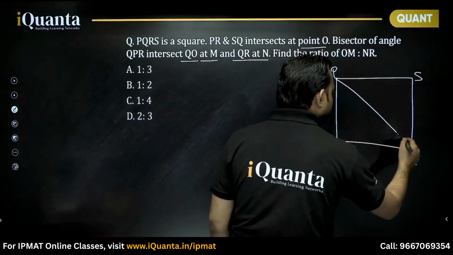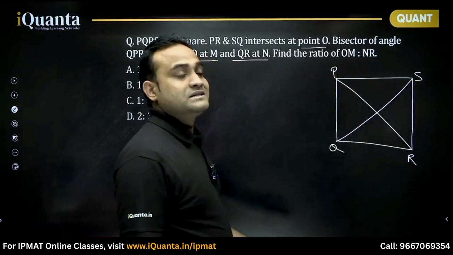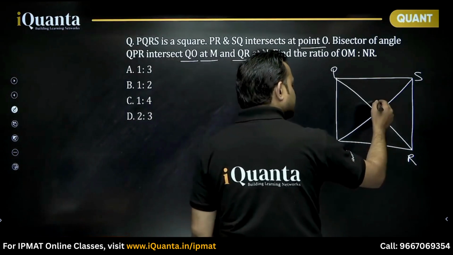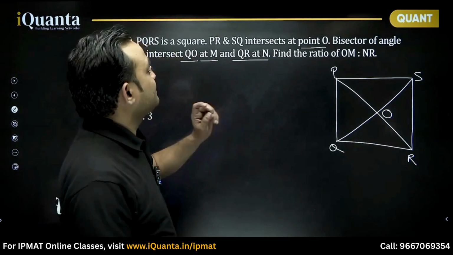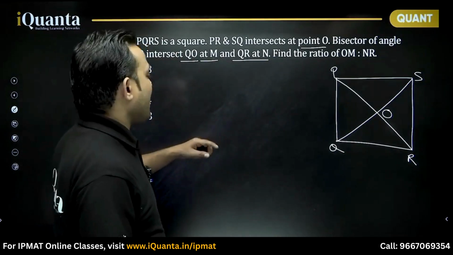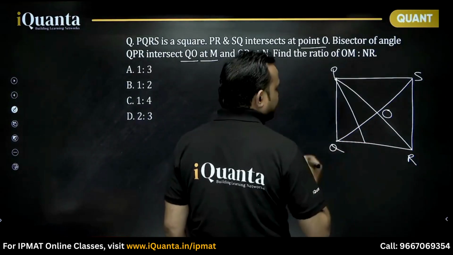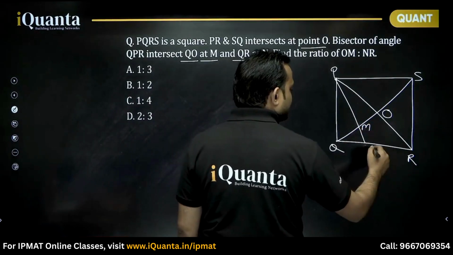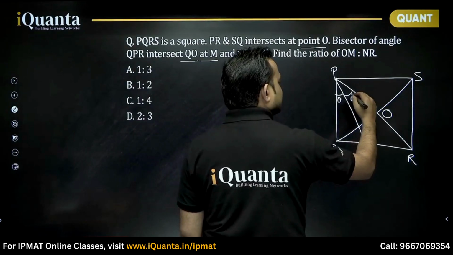PR is nothing but the diagonal. QS is also nothing but the diagonal. So in that case, they are intersecting at point O. Now it says that the angle bisector of angle QPR is joining OQ at point M and QR at point N. So PN is the angle bisector.